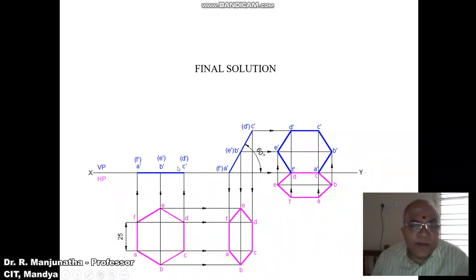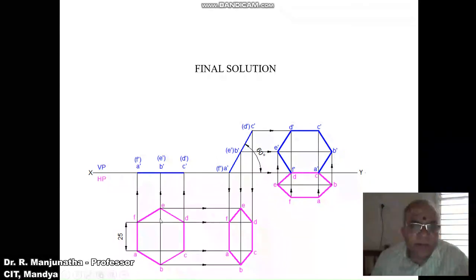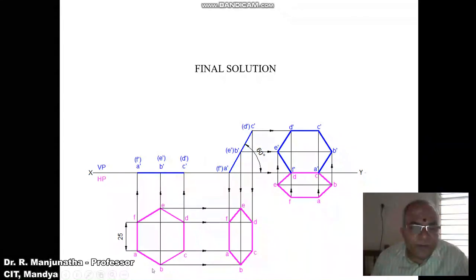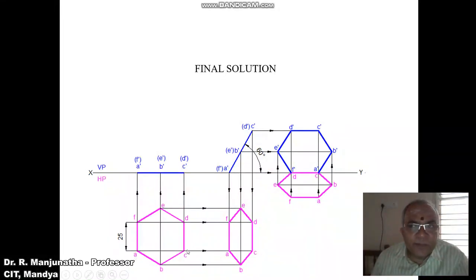Now we need to write the front view. Draw a vertical projector from A and F to the XY line. Draw a vertical projector from B and E to the XY line. And draw a vertical projector from C and D to the XY line. Then when you look from the front view, ABC is near to the observer, so A dash, B dash, C dash is visible. And DEF is away from the observer, so D dash, E dash, F dash in bracket. Then join A dash to C dash with a dark line.